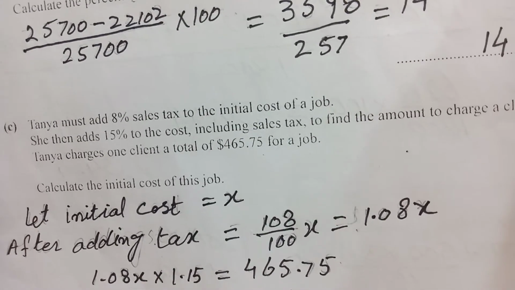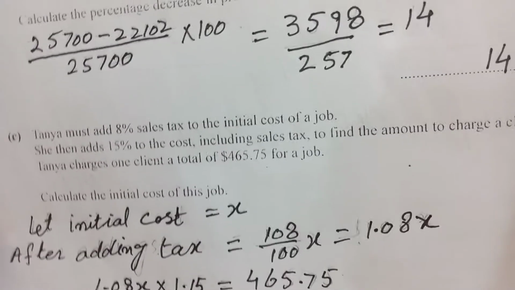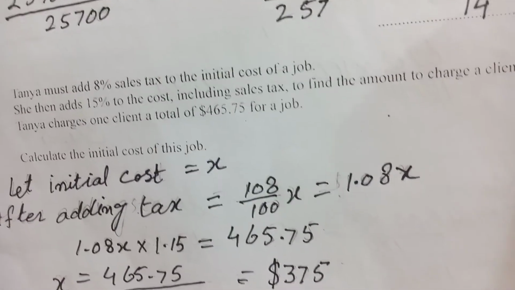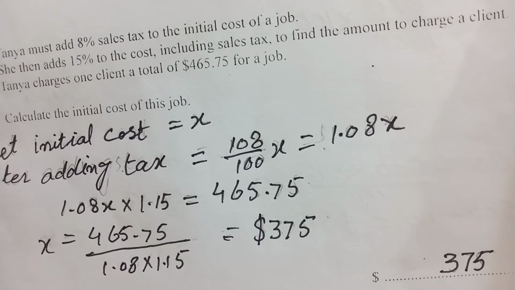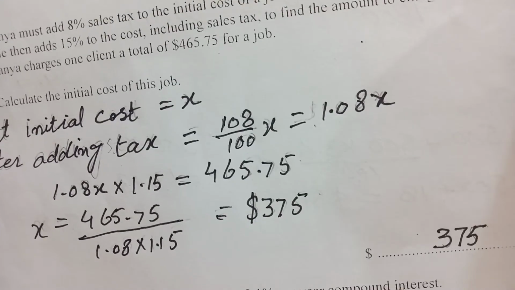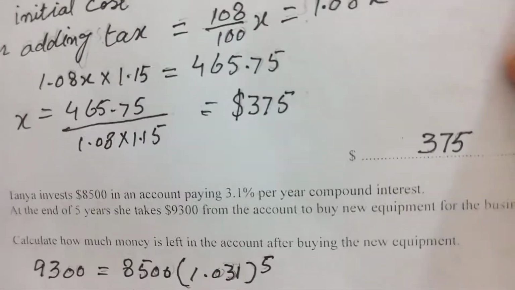Now in this he is asking for her initial cost after adding tax. The cost is 108% x, 1.08x, and then she increased 15% more, so 1.08x multiplied by 1.15 equals 465.75. So answer, her initial investment will be $375.